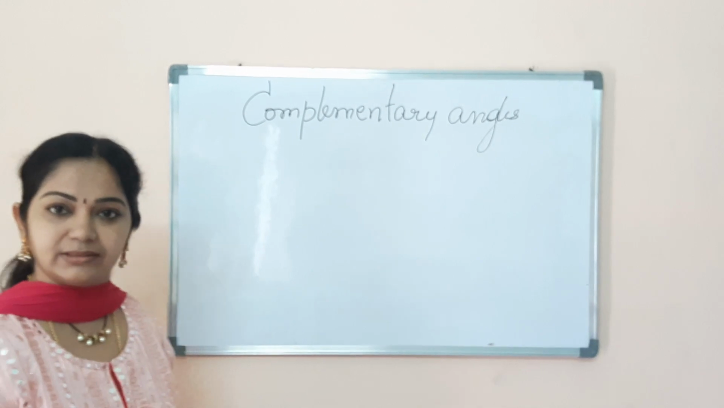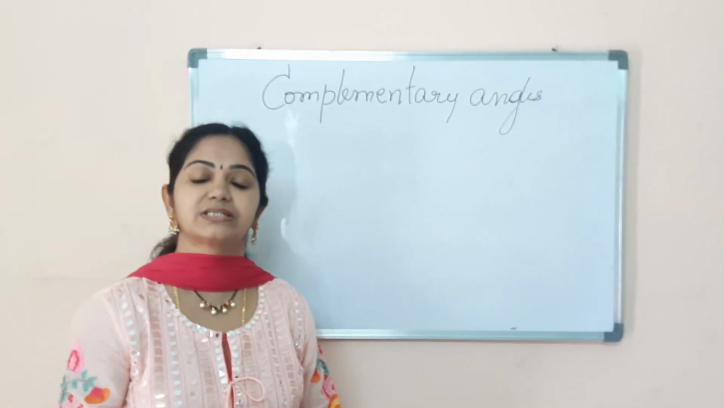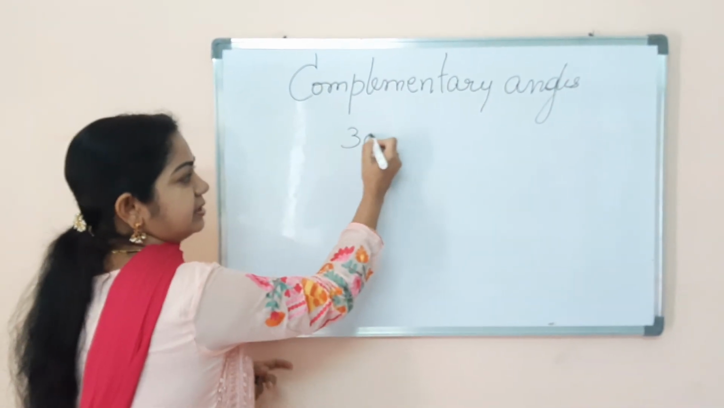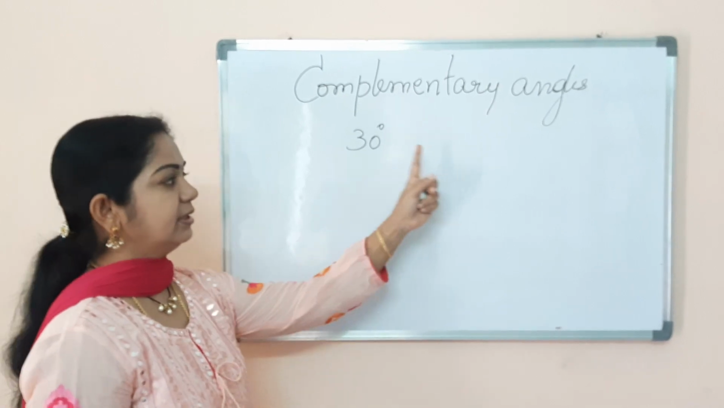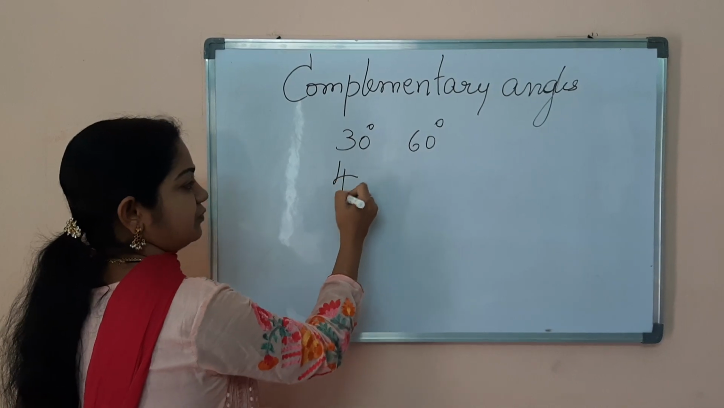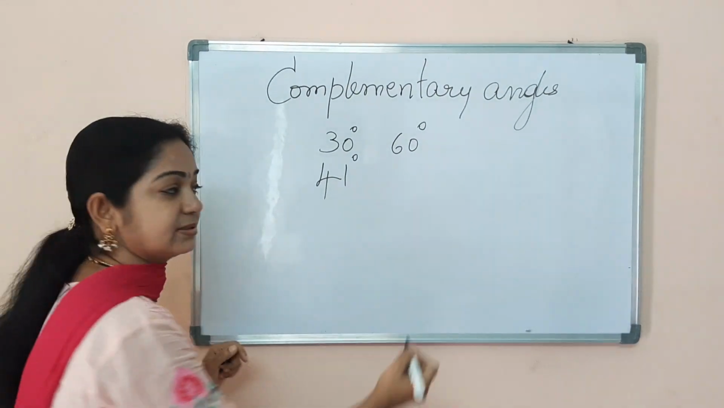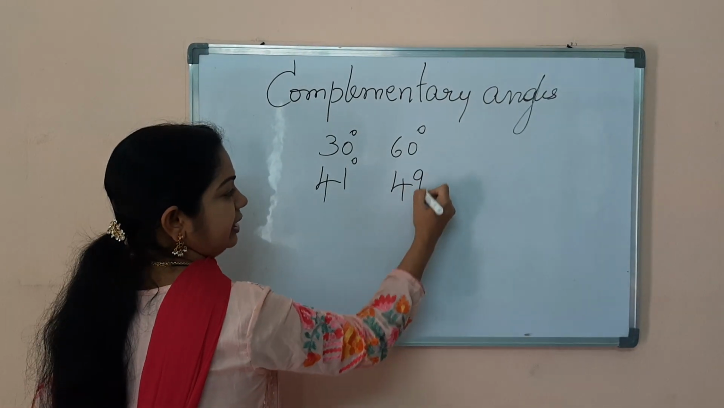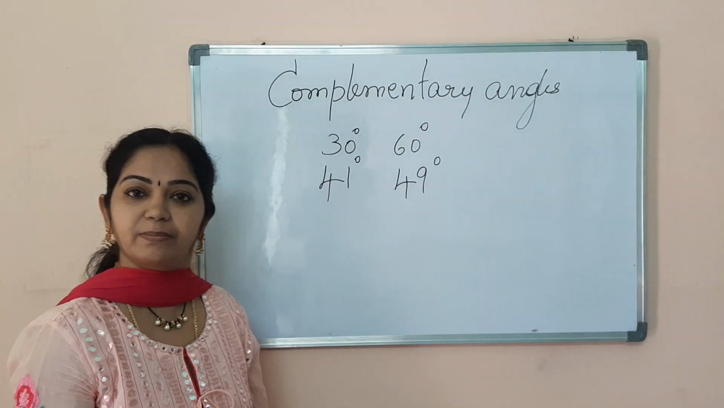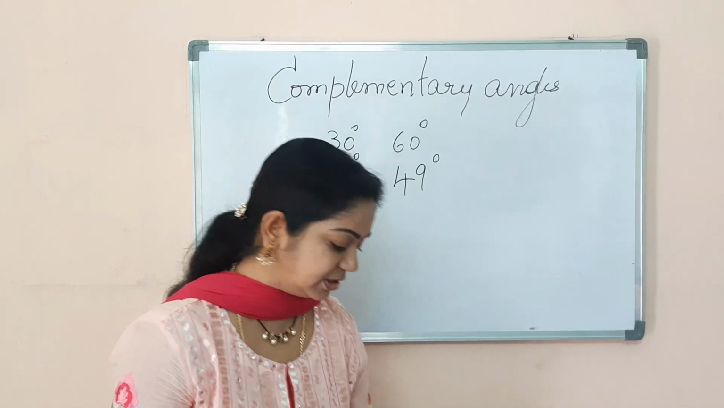As we know, the complementary angles, or the complementary pair, is a pair of angles which sum up to 90 degrees. For example, 30 degrees is one angle. The complementary angle to 30 degrees is 60. If the angle is 41 degrees, the complementary angle to 41 degrees is 49 degrees. They sum up to 90 degrees. This is called a complementary pair. Now we'll know about the complementary pair for the trigonometric ratios.